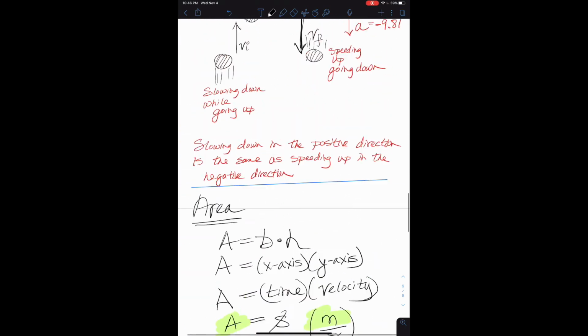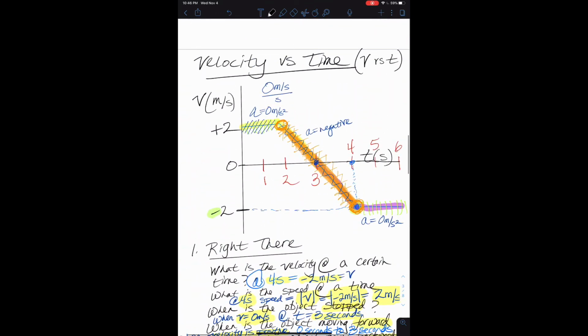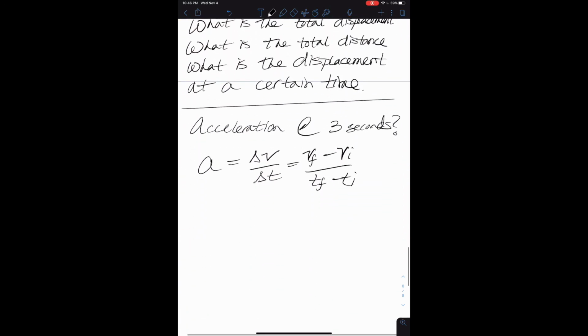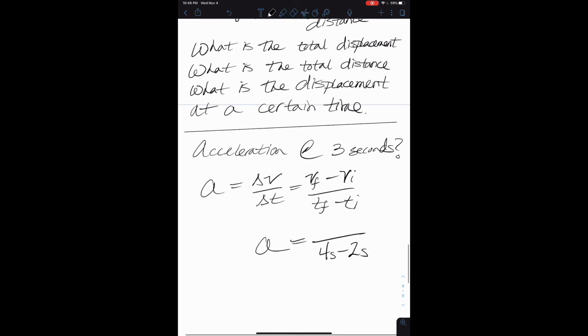We plug in numbers. Looks like my final time is right here, which would be at 4 seconds. Right, 4 seconds. My initial time is right here, which is going to be at 2 seconds. If that doesn't make sense, go back and pause it and look at that graph and see where I got 4 seconds and 2 seconds.